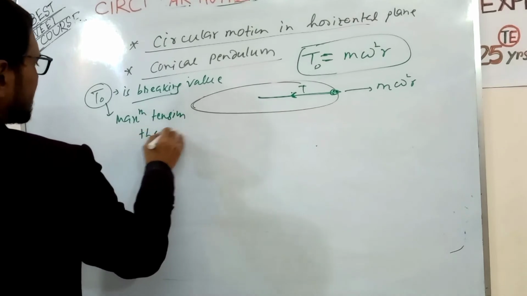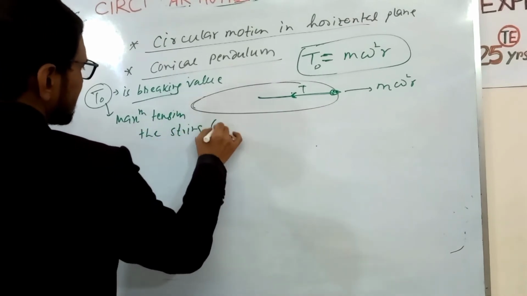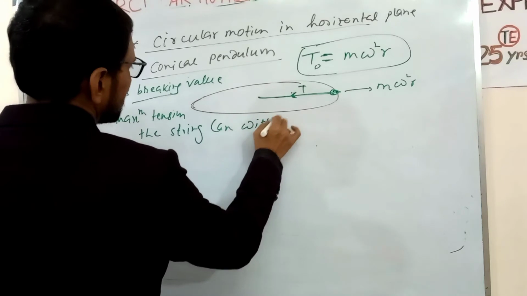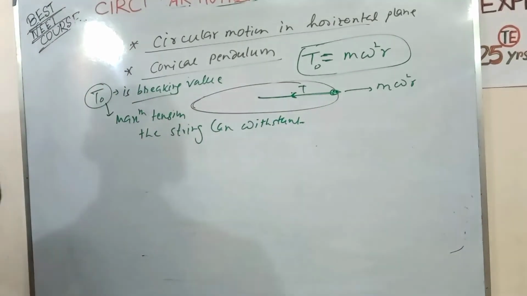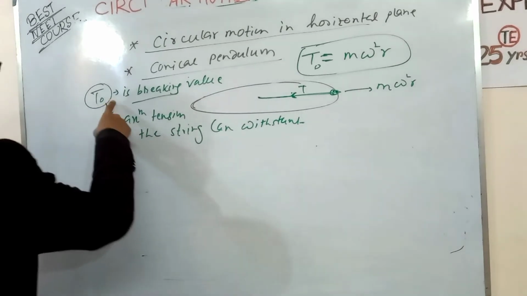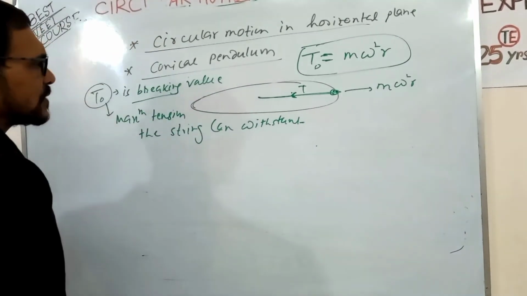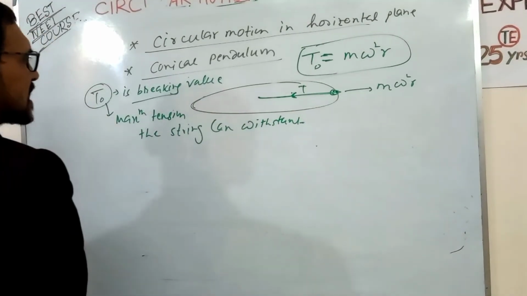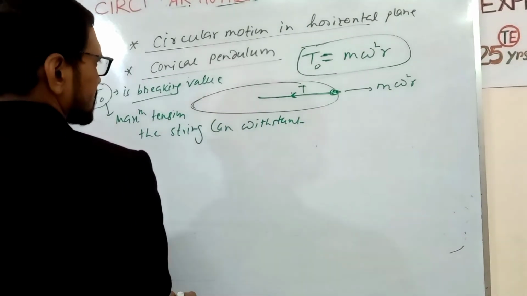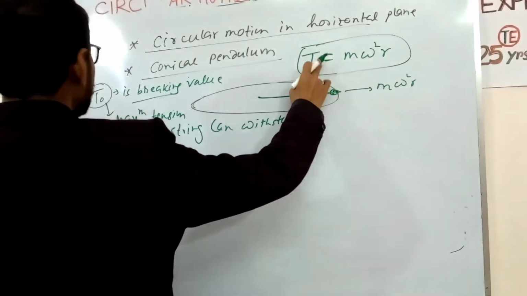the string can withstand, it means the string can tolerate up to this tension. After this tension, the string can break. So what is the angular velocity for which the string cannot break, cannot tear? For this we get this value.